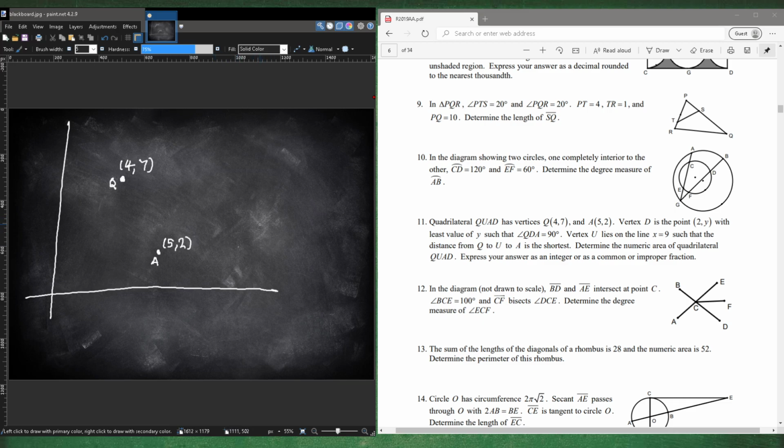And then we have point D, which is 2, y. Vertex D is at point 2, y. And it's the least value of y such that angle QDA is 90 degrees. So we have to plot point D. And then when we plot somewhere point D, it makes like a 90 degrees. So let's kind of draw like a decent picture of where it's gonna be. Maybe like somewhere right here. That would make the 90 degrees.